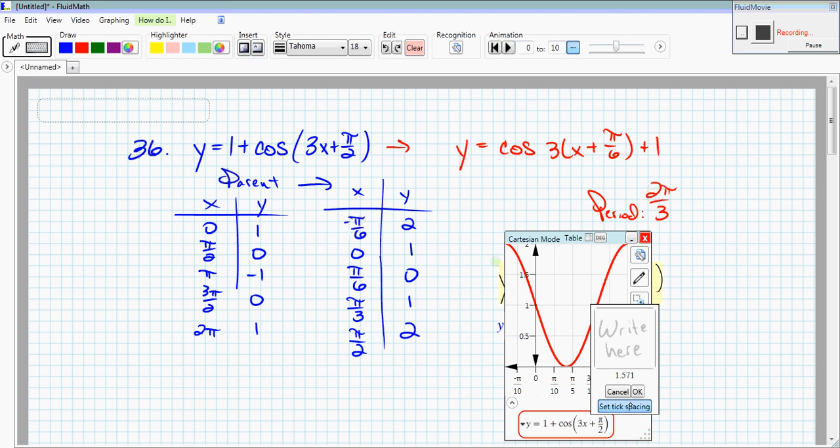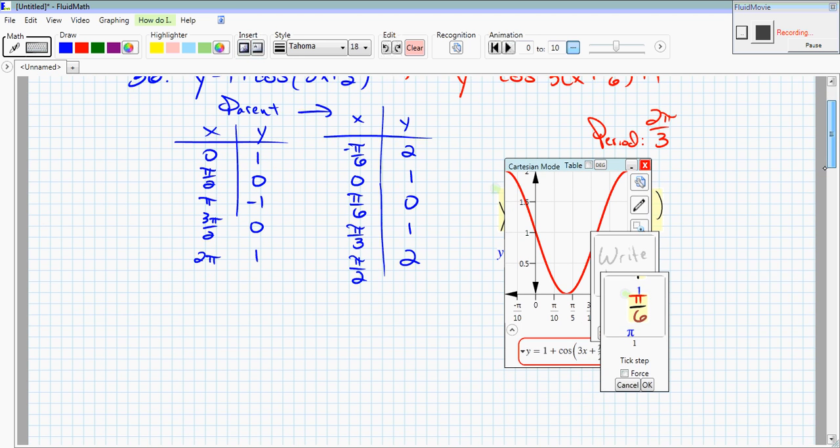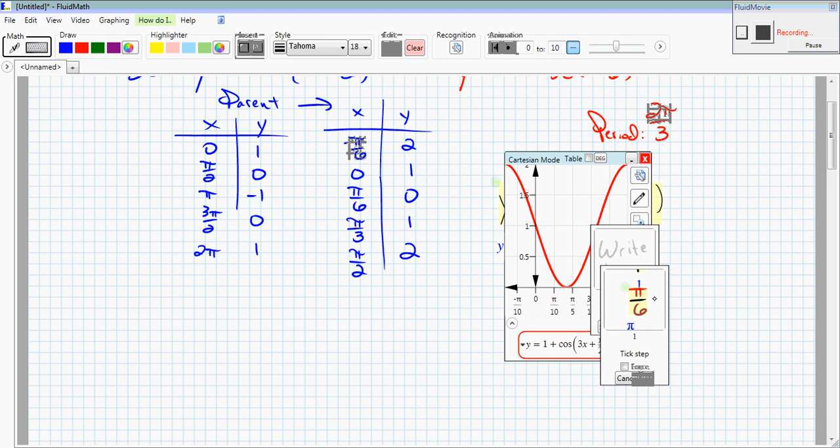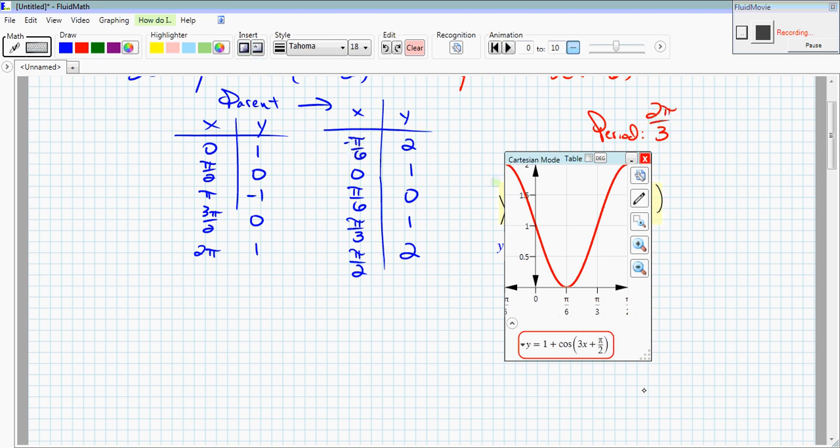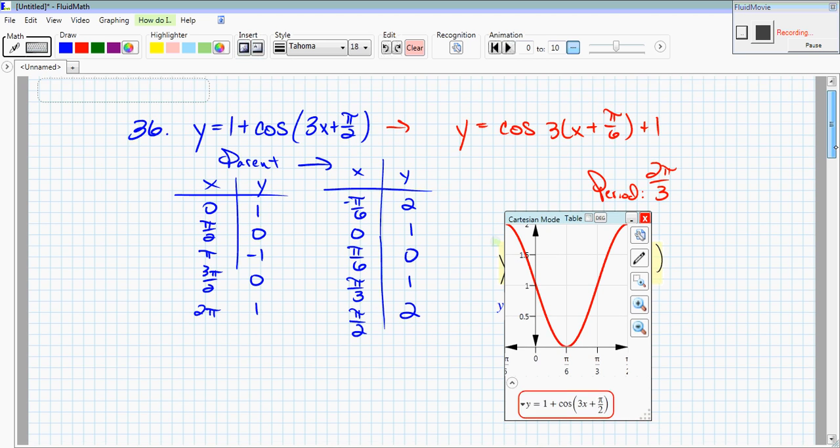Now let's see if we can set the ticks. We're counting by pi over 6 here. Force that. And so here we have it, negative pi over 6 at 0, at pi over 6, at pi over 3, and pi over 2. So that checks out as being correct. And that's how you would graph question number 36.